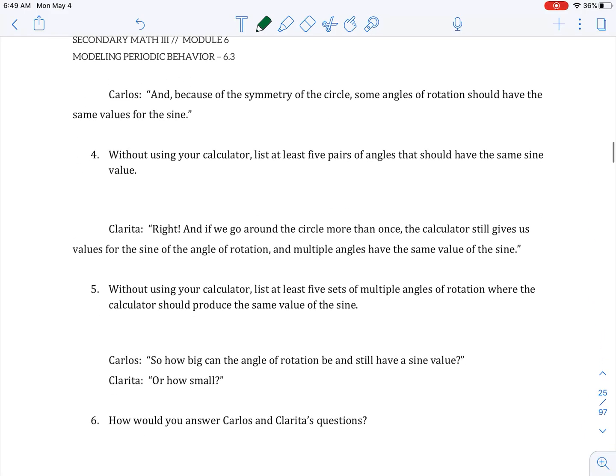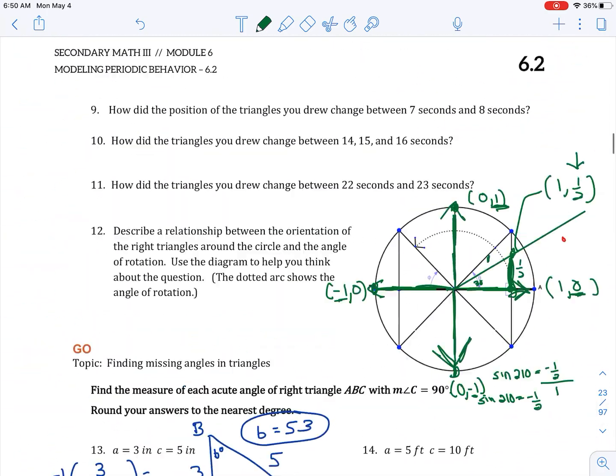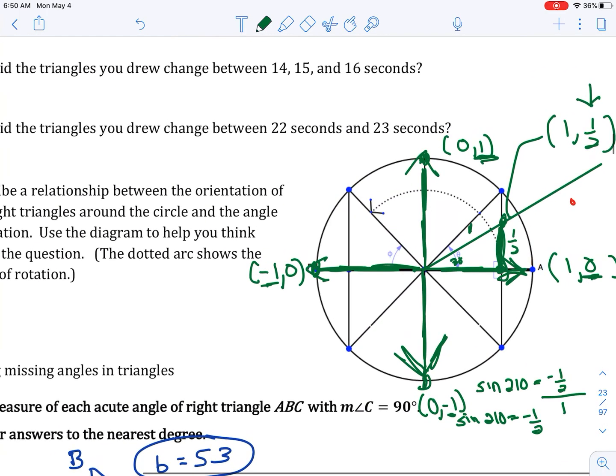Carlos says, because of the symmetry of the circle, some angles of rotation should have the same values for sine. Without using your calculator, list at least 5 pairs of angles that should have the same sine value. Okay, so this is what I talked about in the very beginning.